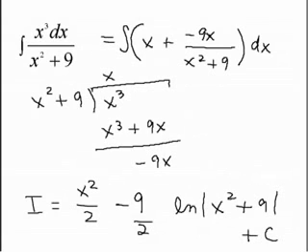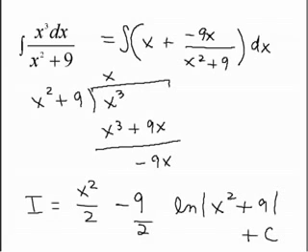Now here is the case where the degree of the numerator is greater than the degree of the denominator. So let's take a look at this longhand division that I've mentioned. We write x cubed divided by x squared plus 9. X squared into x cubed is x. X times x squared plus 9 is x cubed plus 9x. Now subtract. We get negative 9x. So then our integral becomes the integral of x plus negative 9x over x squared plus 9.